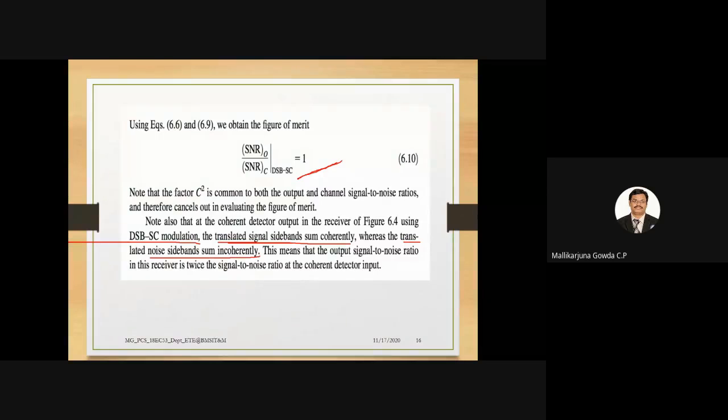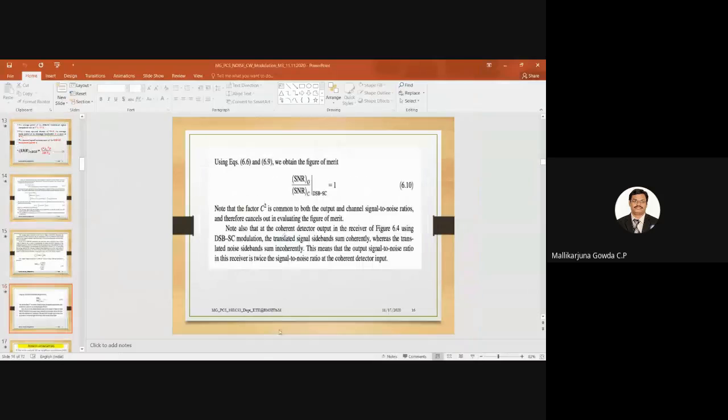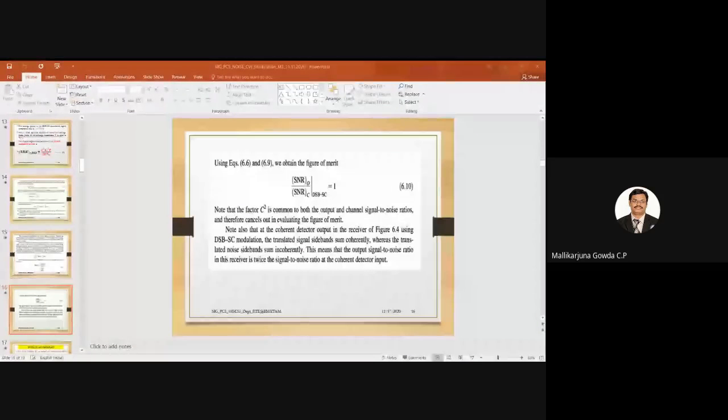If you have any questions, you can ask me. Otherwise, I will proceed further. Yes, the student should respond. If you don't have any questions, then I will move further. Or if you have any doubts, you can ask me right now. Is everything clear? Can I go to the next slide, the next topic? Yes, sir. Okay.